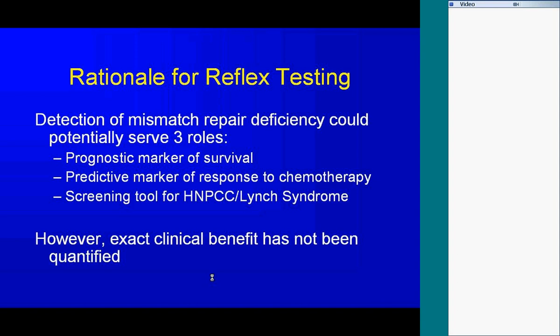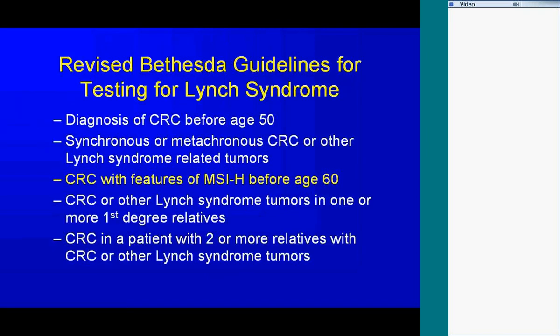As I've said before, the rationale for reflex testing of colorectal cancers is that detection of this mismatch repair deficiency could potentially serve three roles. Prognostic marker of survival. Microsatellite instability high cancers tend to be less aggressive overall. As we said, they may not respond to 5-FU-based chemotherapy, and we do need to screen for Lynch syndrome. But the exact clinical benefit, especially as a prognostic marker and predictive marker, has not been quantified, and it's standard of care currently to only search for microsatellite instability when you suspect Lynch syndrome. But a lot of this is based on your local institution and the requests of your oncology colleagues.